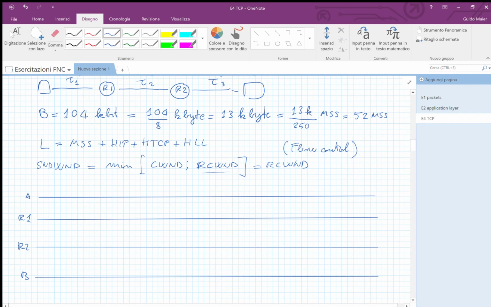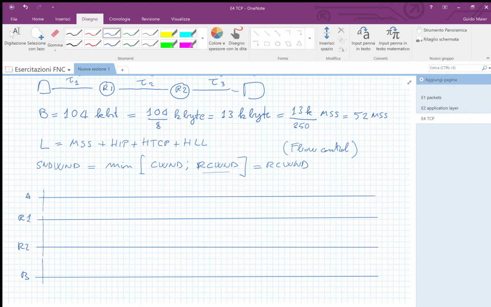This is A, R1, R2, and B. Now, we have to assume that at a certain point we start transmitting the file, and here the text says that the connection when the file is transmitted is already set up and stable. So in this exercise we don't have to consider the setup phase. The connection is already working.